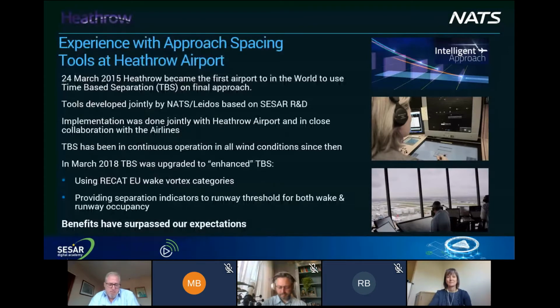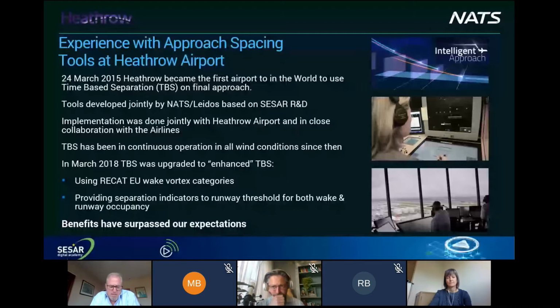So firstly, a bit of background. TBS was developed and deployed at Heathrow in March 2015. Prior to that, we'd been heavily involved with SESAR development of the concept, and we then worked with Leidos, formerly Lockheed Martin, to industrialize the concept and work with our controllers to develop something that was actually quite simple in terms of the HMI.